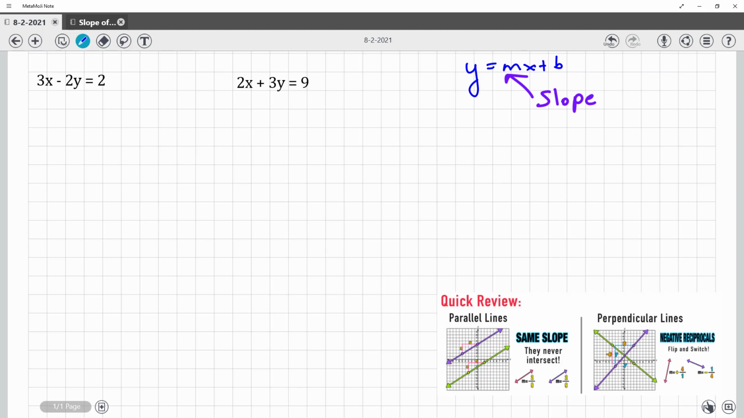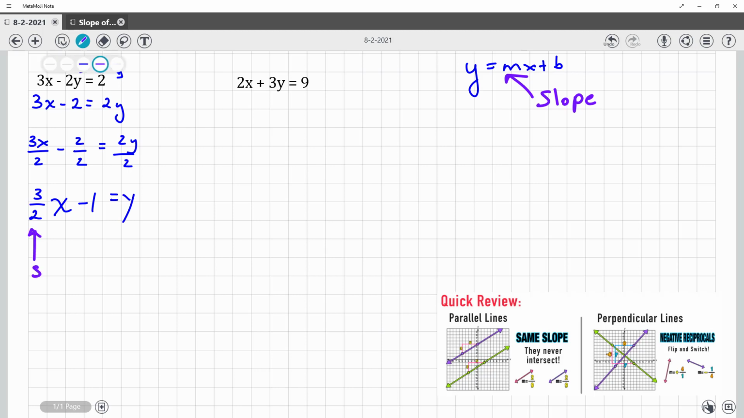Okay, so if I solve this for y, and the order doesn't really matter, but I typically move the 2 to the other side. So in other words, I chunked that over there, so I had to do negative, chunked that over there, had to do positive. And now I divide every single term by 2, and that gives me 3 over 2x minus 1. And so as I can see, my slope is 3 over 2.